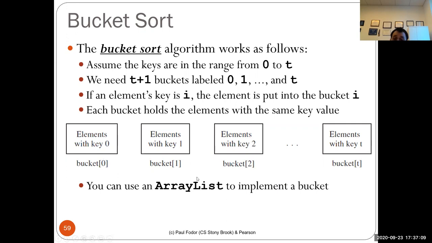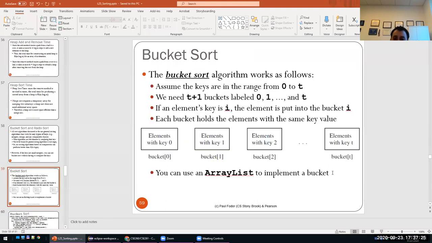You can use an array list to implement each bucket. So you have an array, and in each position of the array you have as an element an array list for the elements in that bucket. So you can use an array list to implement a bucket, and all the buckets in an array.